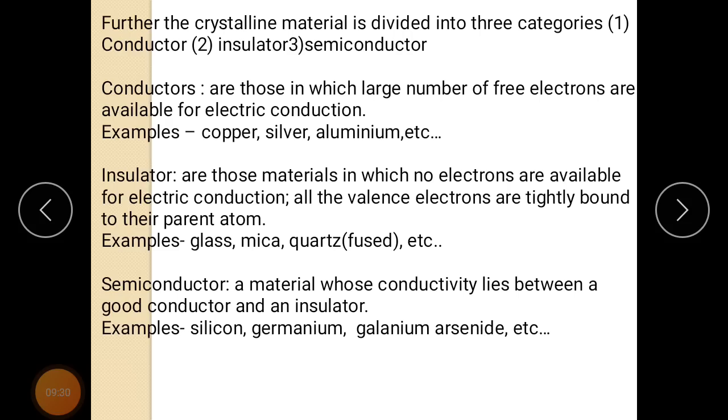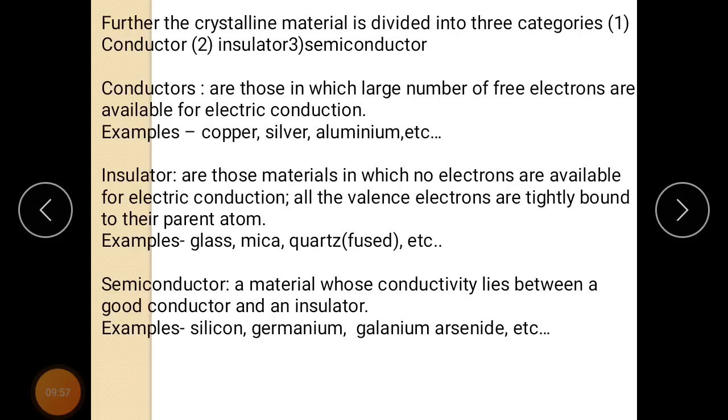For the crystalline solid, further, the crystalline material is divided into three categories: conductor, insulator, and semiconductor. These are three categories of crystalline materials.